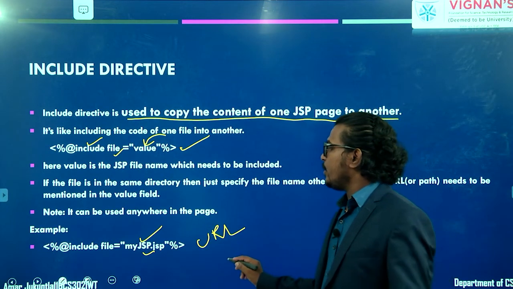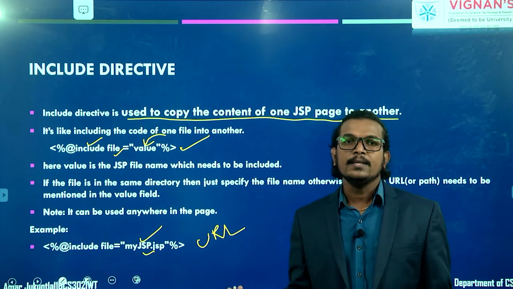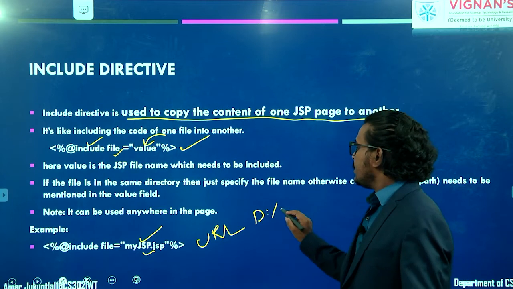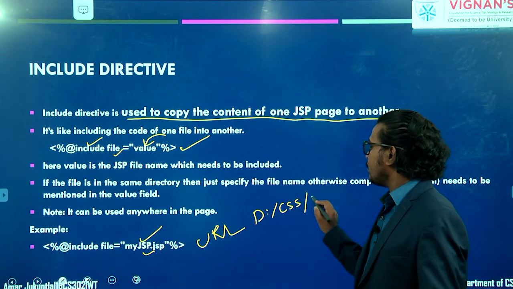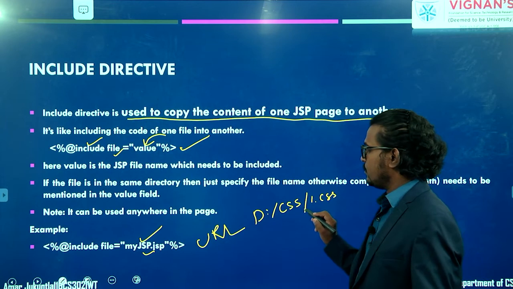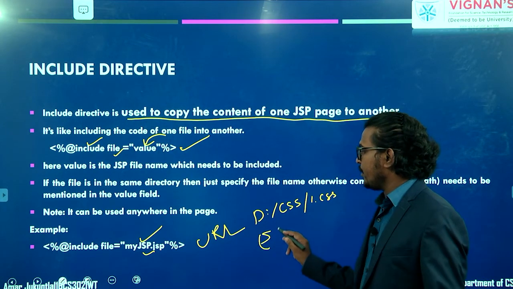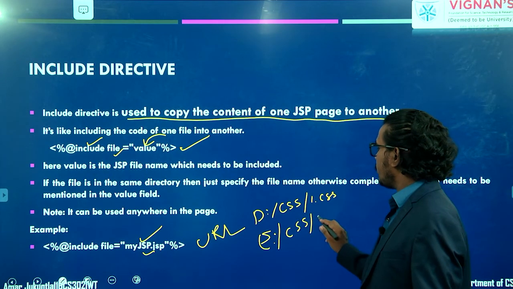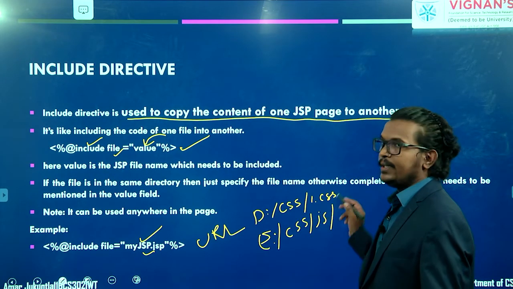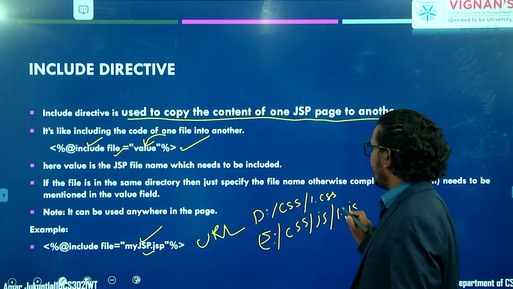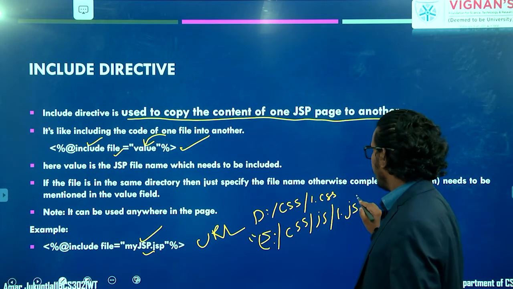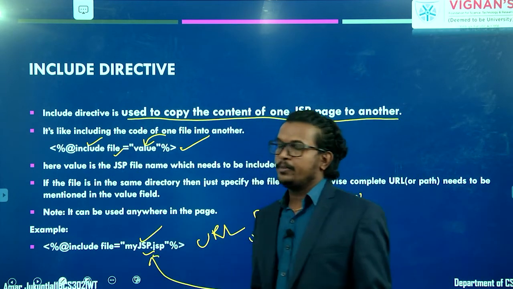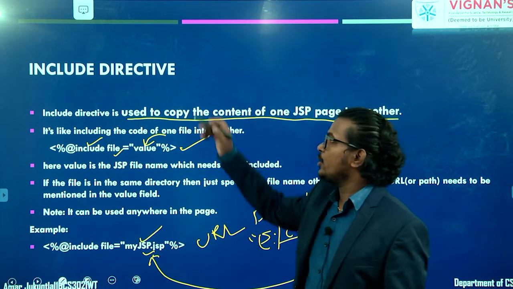Meaning, my files are available in some D directory, right? So you have to pass D:/, the CSS folder, /1.css. Or if you have a file in the E directory, E:/CSS, and in that CSS folder one more folder, a JS folder, is there. In that JS folder I have the one.js file. This is called the URL information. You pass this entire URL in this file attribute. Clear? So that is about the include directive.